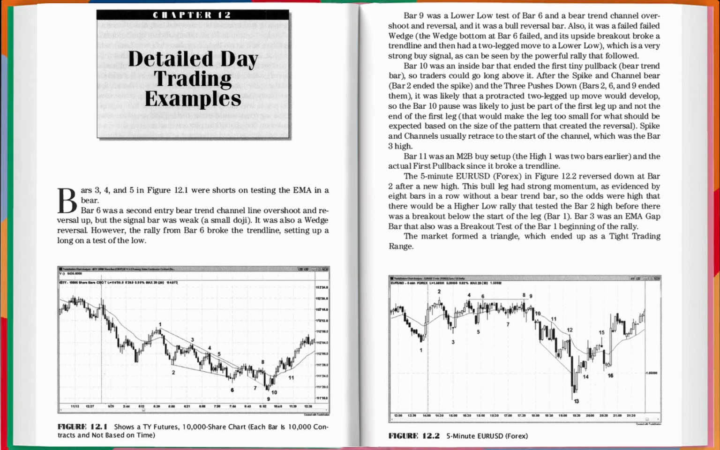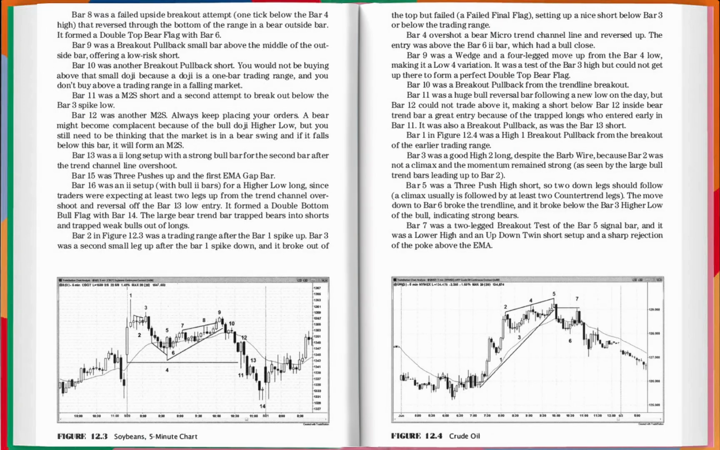Bar 3 was an EMA gap bar that also was a breakout test of the bar 1 beginning of the rally. The market formed a triangle, which ended up as a tight trading range. Bar 8 was a failed upside breakout attempt, 1 tick below the bar 4 high, that reversed through the bottom of the range in a bear outside bar. It formed a double top bear flag with bar 6. Bar 9 was a breakout pullback small bar above the middle of the outside bar, offering a low-risk short.